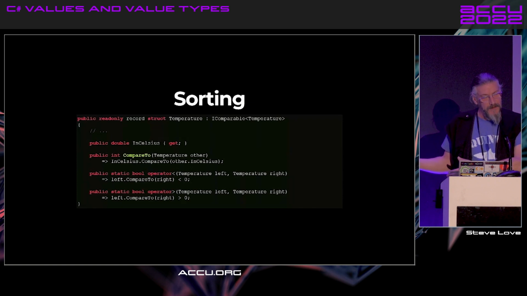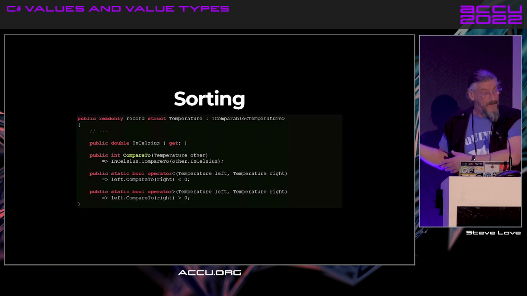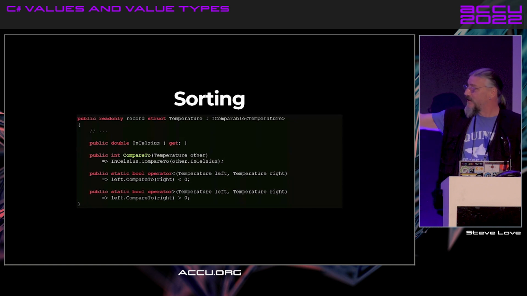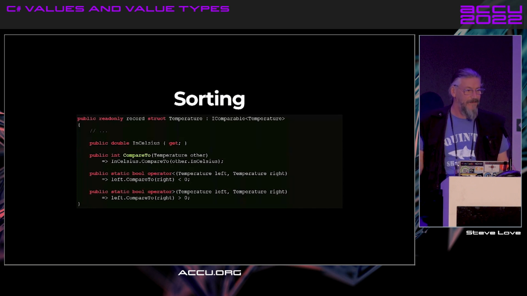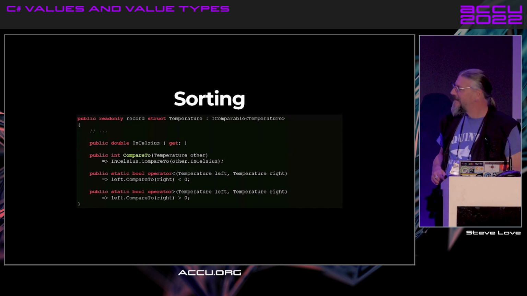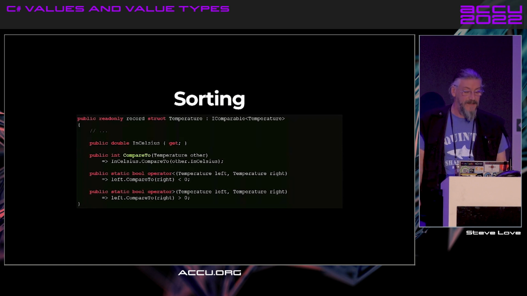So if we want to be able to sort instances of our type, we have to implement the IComparable interface. It's not hard to do. We're just comparing doubles, and less than and greater than between doubles is fine, well defined. But we have to do it. We have to write it ourselves.